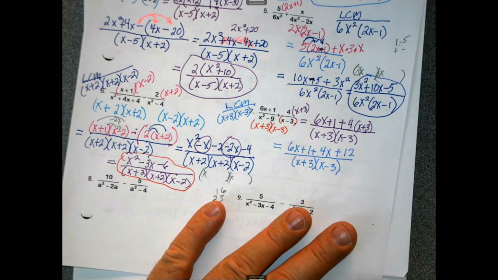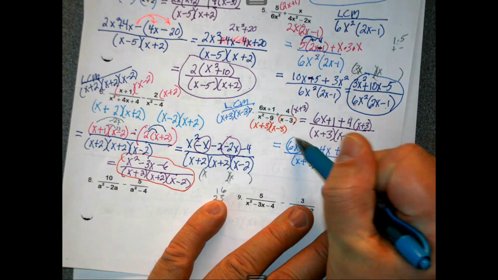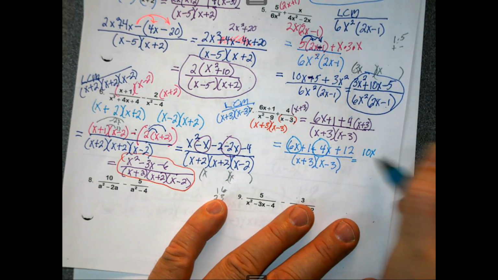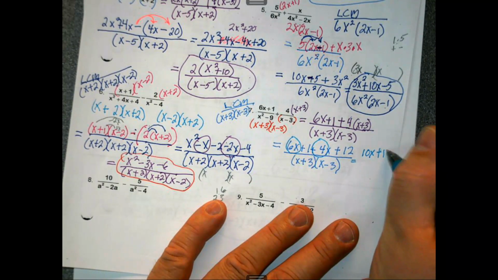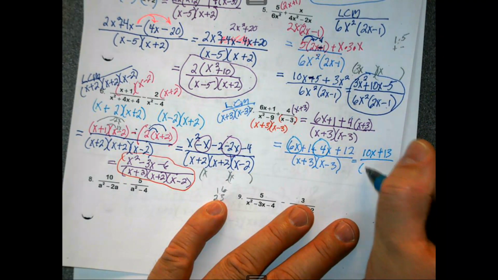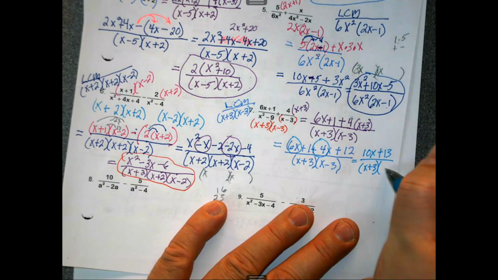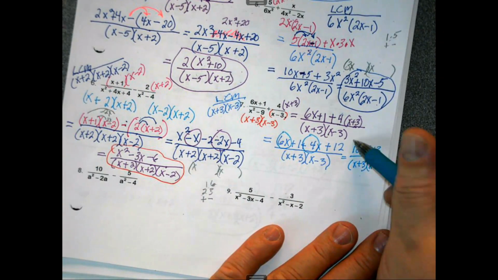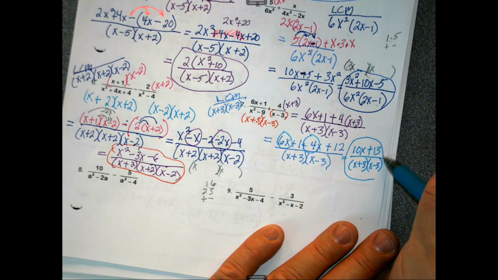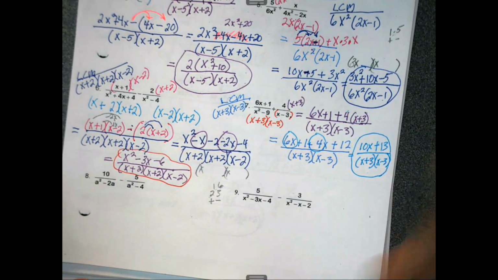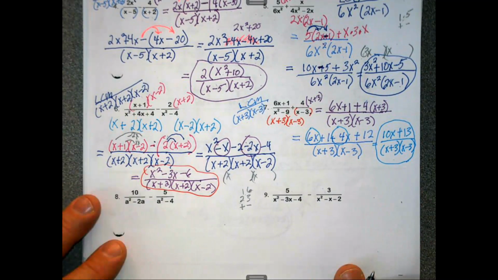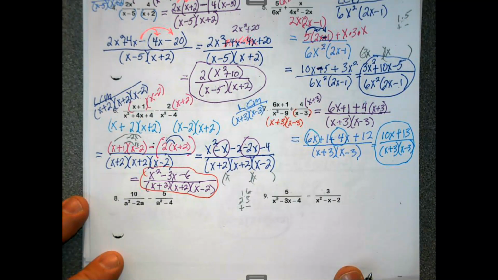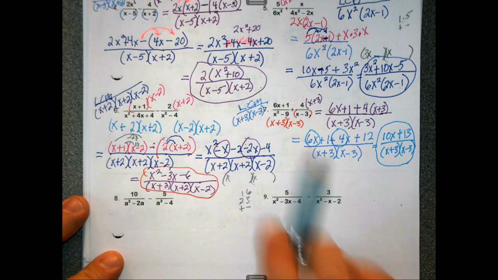Okay, we can combine some terms, right? 6x and 4x gives me 10x and 13, all over x plus 3, x minus 3. Good. And that's it. Nothing's going to cancel here. Now I'm not going to put one like that on the test because that's just way too easy for you guys.